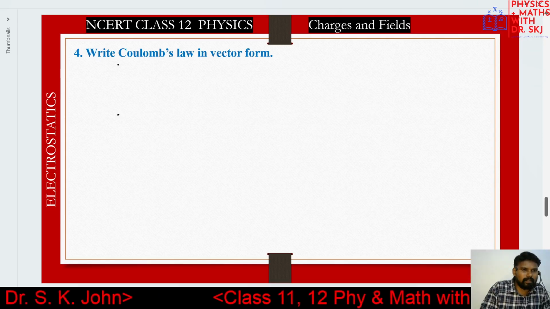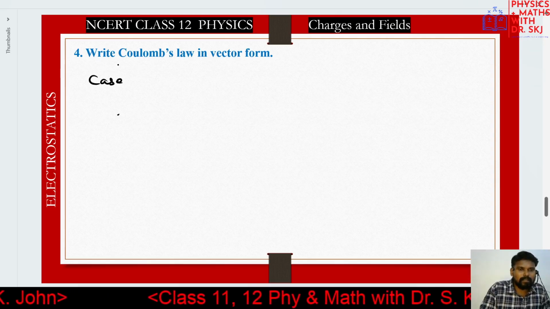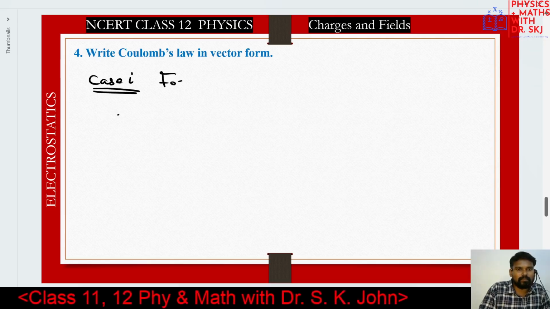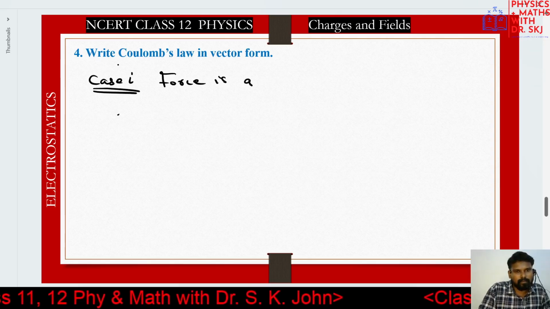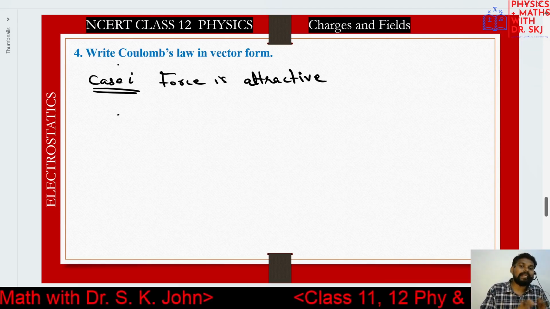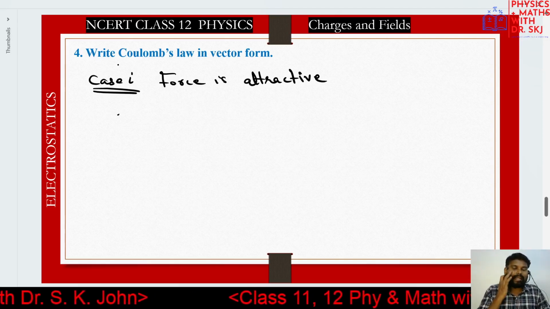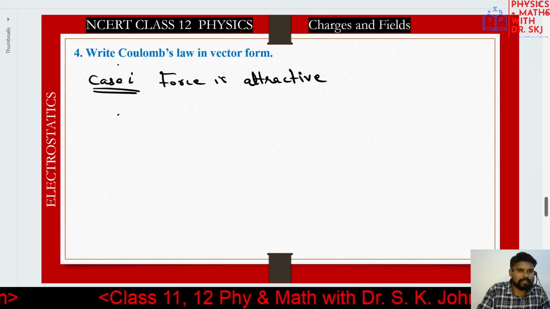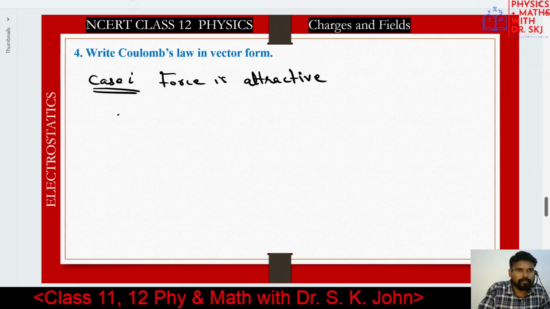There are two cases. Case one is force is attractive. Force is attractive means the charges are unlike charges. Unlike charges attract and like charges repel. Force is attractive.